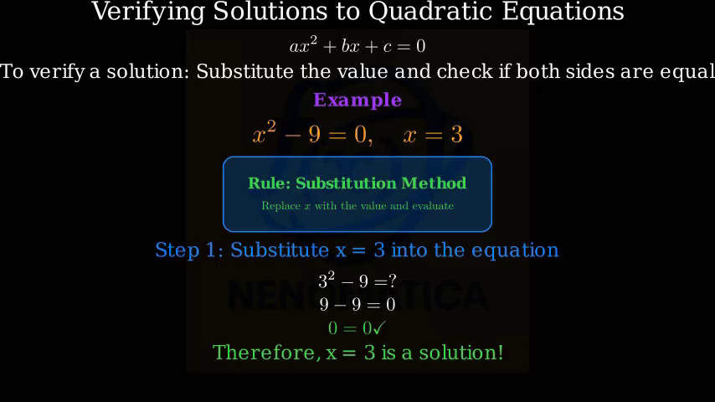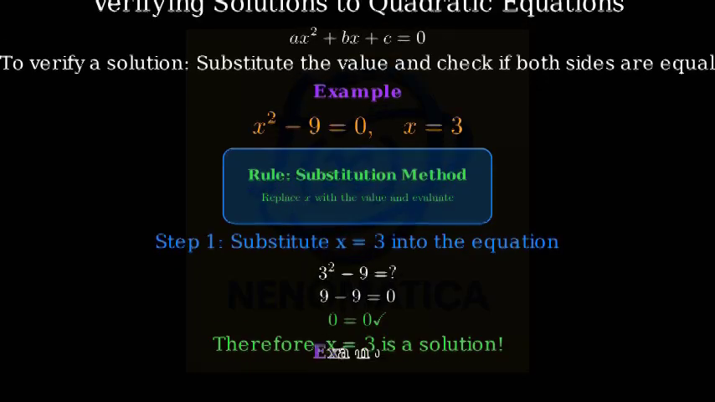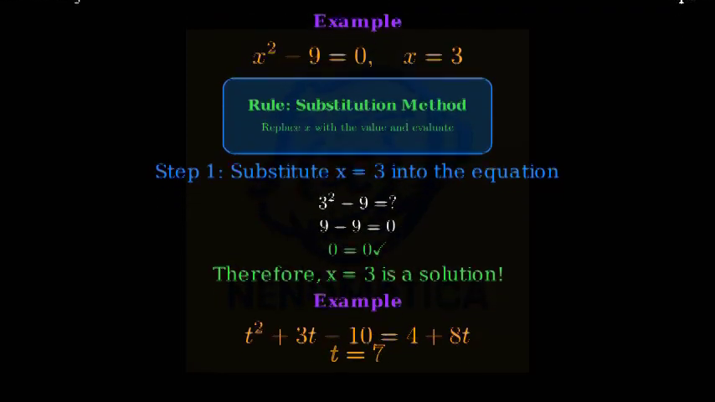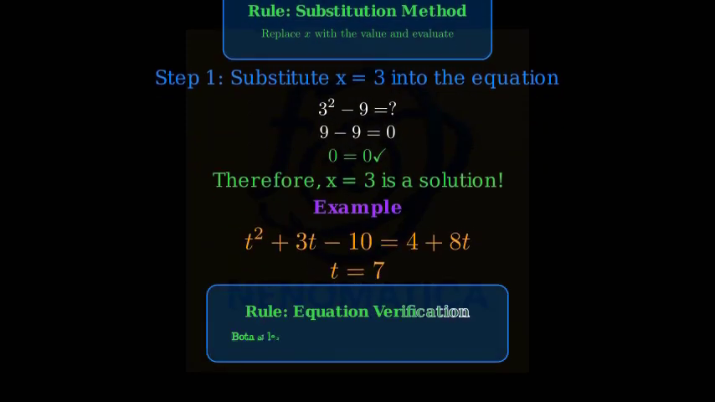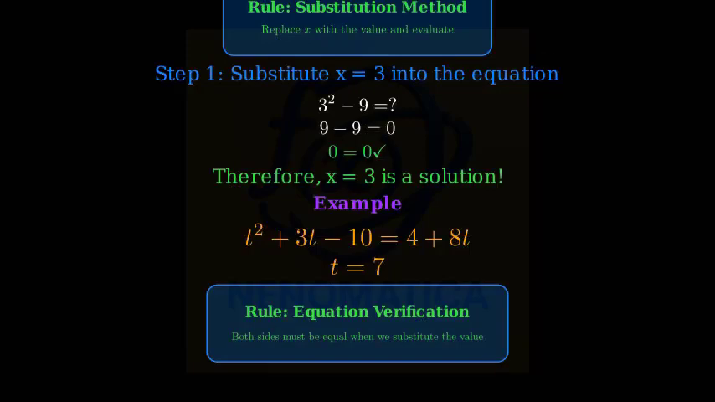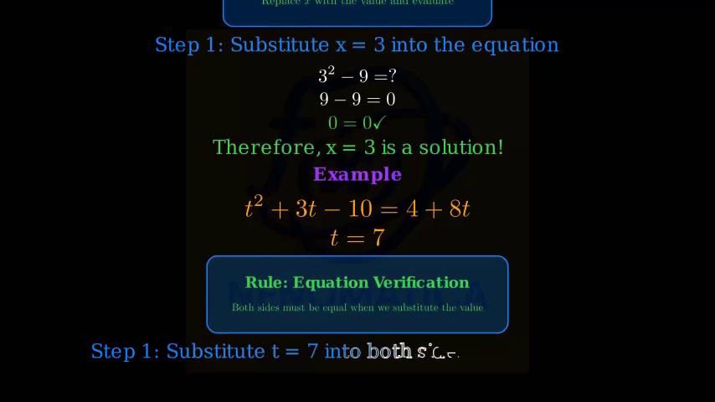Now, let's tackle a slightly more complex example. In this example, we have the equation t squared plus 3t minus 10 equals 4 plus 8t, and we're told that t equals 7. Let's verify if t equals 7 is a solution. Let's substitute t equals 7 into both sides of the equation.